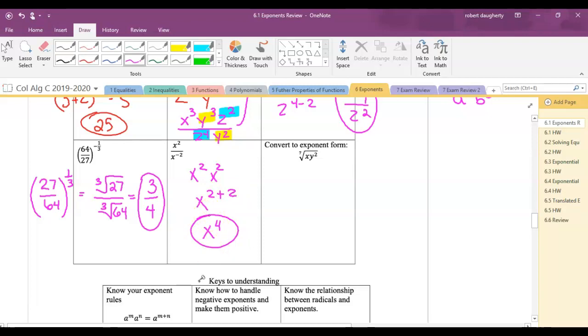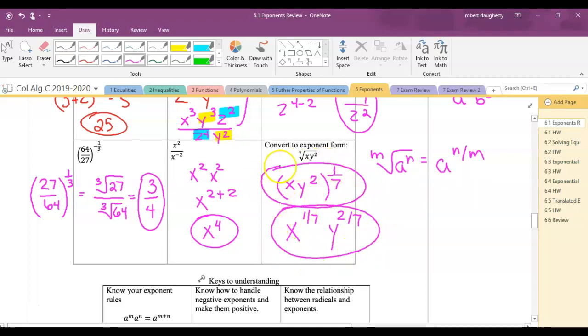Okay. The next one says convert this to an exponent form. Remember the nth root of a to the n can be written like this. The bottom of that fraction is always your root. The top of the fraction is your power. So this is, if I think about this, this is xy squared raised to what power? That's just the 1/7, okay? That's written in exponent form. You could leave the answer like that, or you could say it's x to the 1/7, y to the 2/7. Either way, either of these answers would be good, okay?